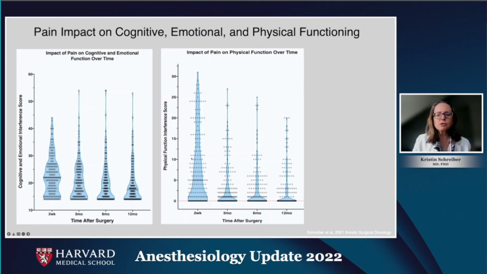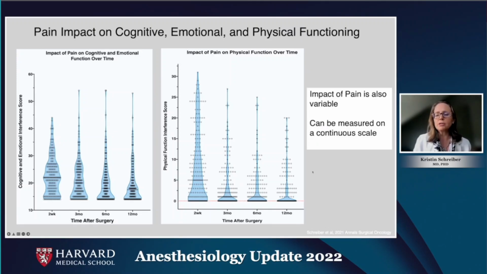Similarly, we also specifically asked patients to rate the degree to which their surgical area of pain impacted their functioning. So on the left are ratings of impact of surgical area pain on their cognitive and emotional functioning, and on the right, impact on their physical functioning over the course of the first year. And again, like the pain severity index, it's quite variable how much it impacts people, and it can be measured on a continuous scale. And this is important because it really allows us to do a more sensitive multivariable regression analysis. So again, we're trying to look at what are the predictors of who's doing poorly at 1 year.